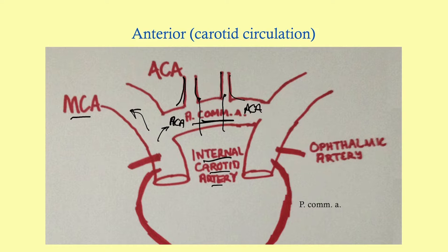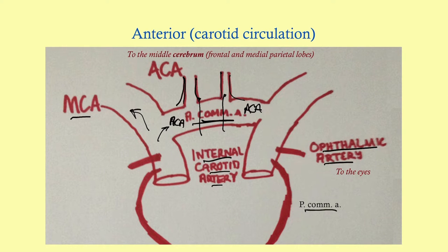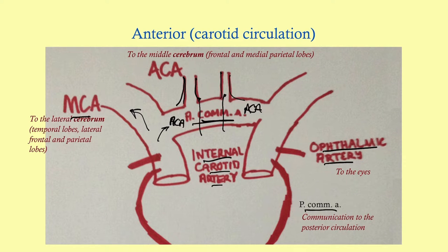Okay, now I want to point out, and I put it here, this is not anatomically correct, but I want to draw your attention, with the internal carotid artery, the first major branch is the ophthalmic artery, and that supplies the retina. So that's very important for you to know. And then we have the posterior communicating artery, which will communicate with the posterior circulation. So the ophthalmic artery goes to the eyes, the ACA goes to the middle or medial cerebrum, the MCA will go to the lateral cerebrum, and the posterior communicating artery communicates with the posterior circulation.